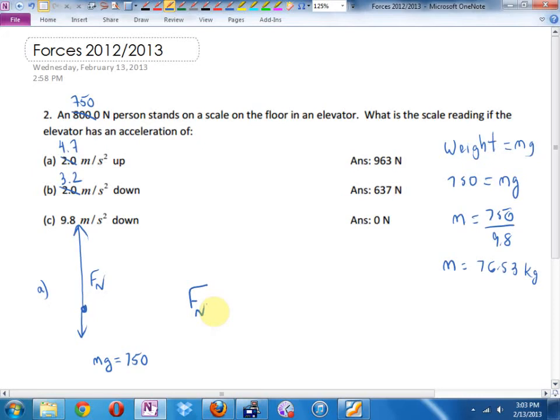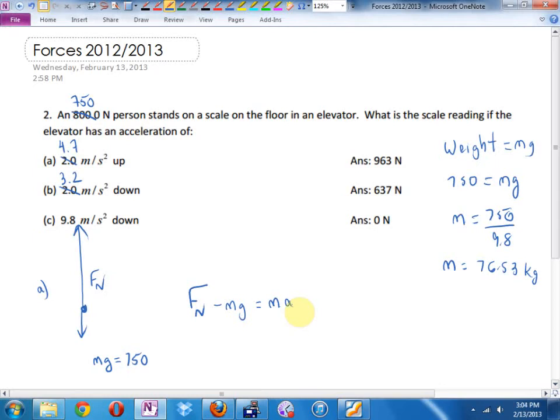I've snuck it all in this year. All we're going to do in Physics 12 is get more complicated and add angles. But it's going to be the same approach. Don't try and memorize a new equation. It's going to be winner minus loser equals ma.